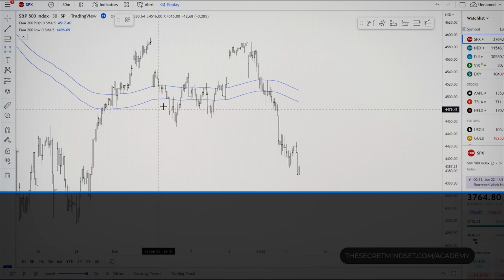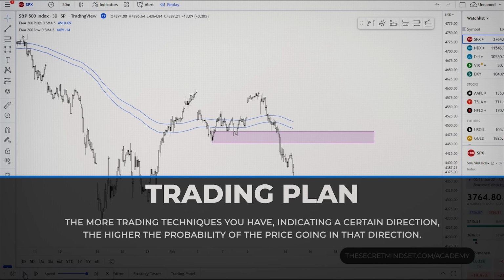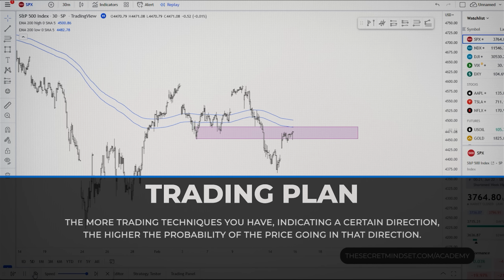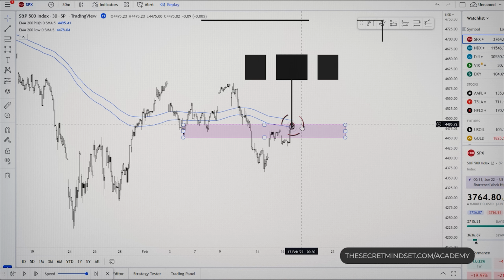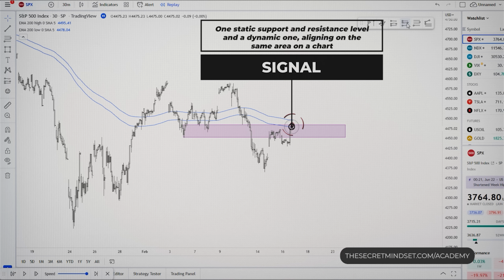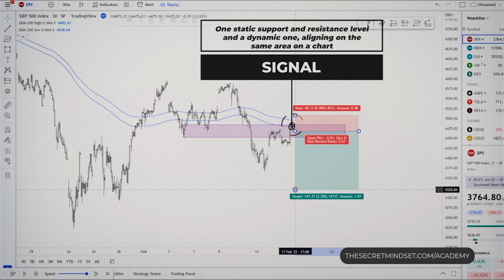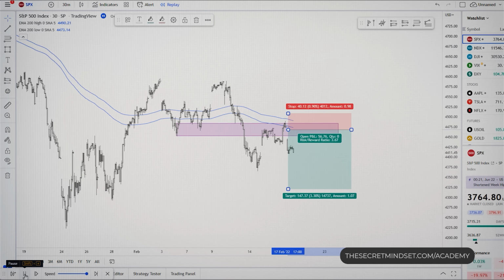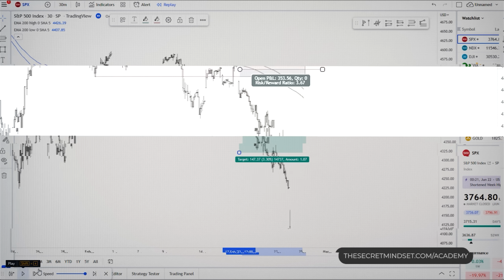So the more trading techniques you have indicating a certain direction, the higher the probability of the market price going in that direction. The strategy consists in finding areas where critical price levels and the EMA channel converge. One static support and resistance level and a dynamic one, aligning on the same area on a chart.